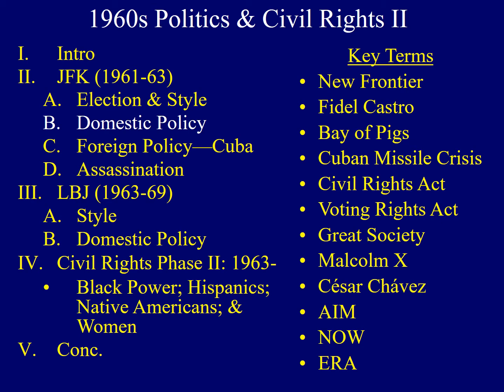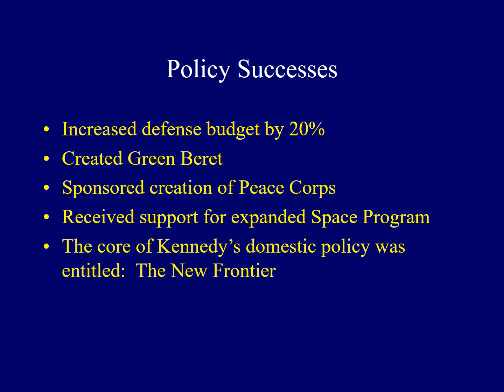Now we can investigate some of the policy positions John Kennedy brought to his administration. We see a variety of policy successes Kennedy was able to push through Congress early in his administration. First of all, he was able to convince Congress to increase the defense budget by about 20%. Secondly, he sponsored the creation of a brand new military group specializing in guerrilla warfare. The name of this group was the Green Beret.